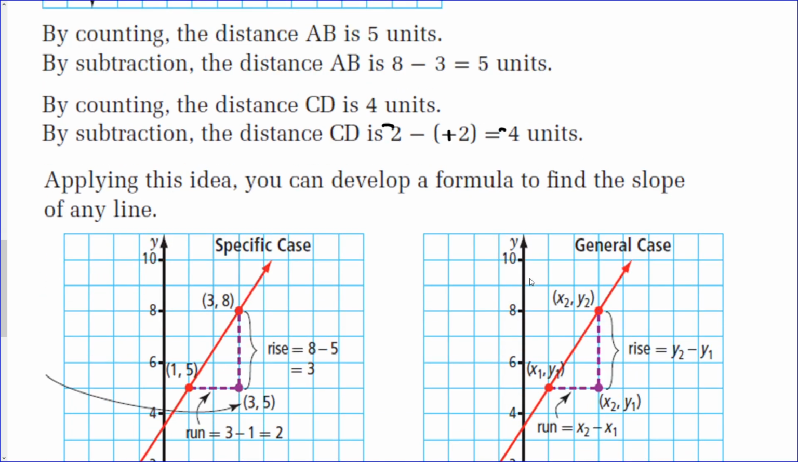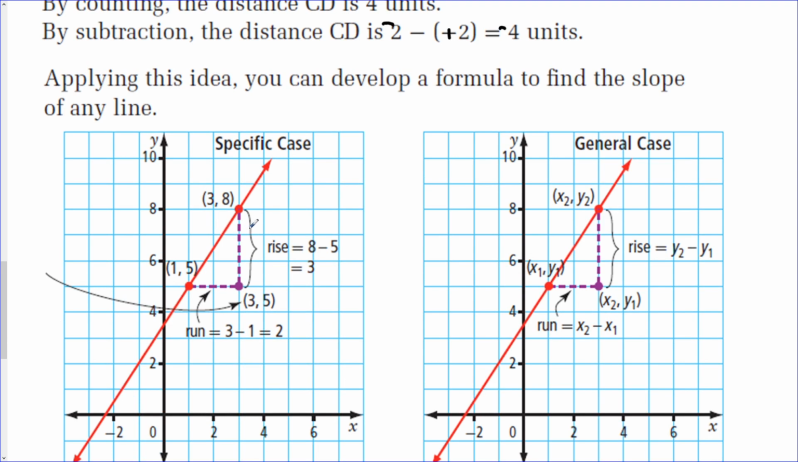Anyway, if we have the specific case here where it rises up, our rise is going from 5 to 8. To go from 5 to 8, we need to add 3. So we could say 8 minus 5 is equal to 3. And then our run is from 1 to 3. 3 minus 1 is 2.